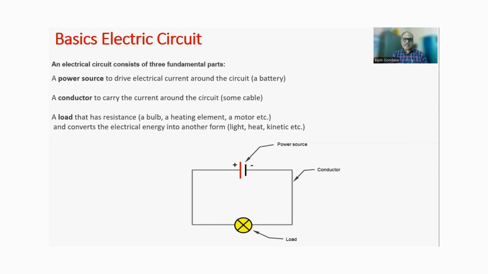As you can see in the slide, a basic electrical circuit consists of three fundamental parts. What are those three fundamental parts? Power source, that is whatever source you are giving, battery or AC power. Second is the connections. From the battery, you give connection to the circuit. We call it a conductor. The wires are conductors because only through them will the current and voltage flow.